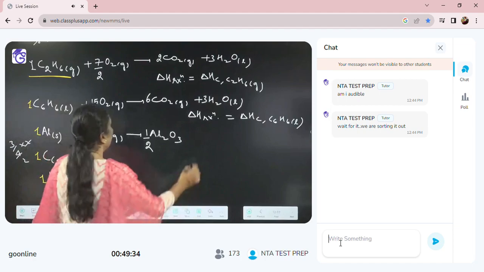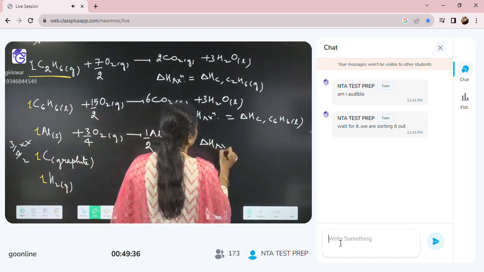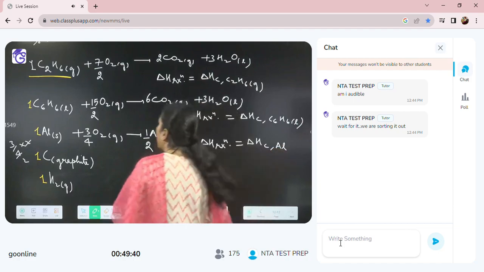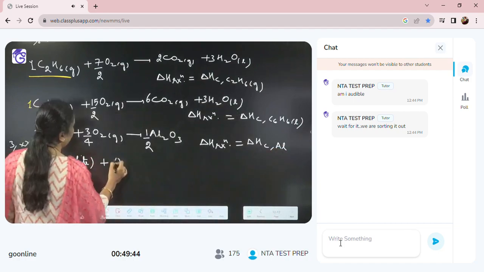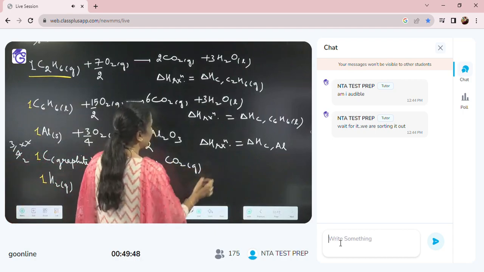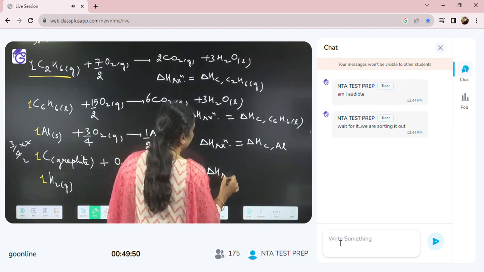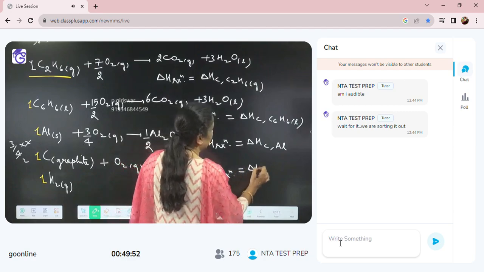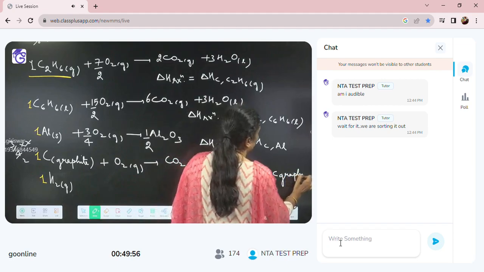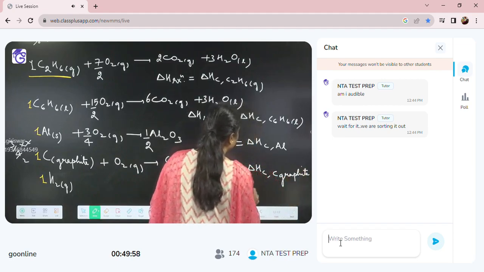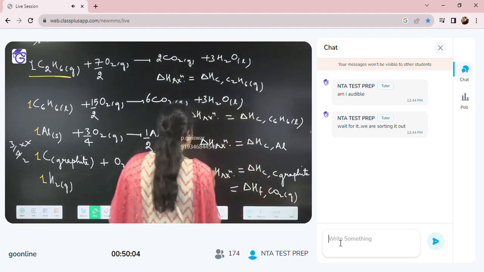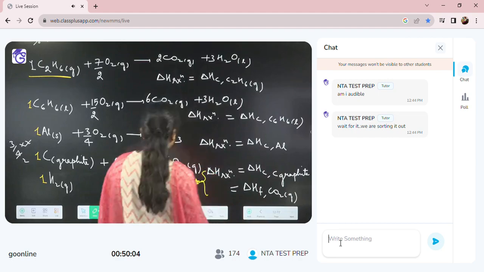Got it? So here the enthalpy of reaction is actually the enthalpy of combustion of aluminium. For graphite, I'll write down O2 gas, giving you CO2 gas. Now can I say this enthalpy of the reaction represents the enthalpy of combustion of carbon in the graphite form, but it also represents one more thing? Can I say it is also representing the enthalpy of formation of CO2 gas? This piece of information could be important sometime.